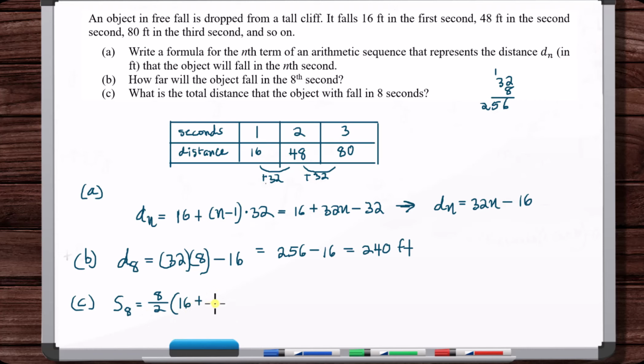16 plus d sub 8, which we just saw, right? So 256 times 4 is 1,024 feet total.